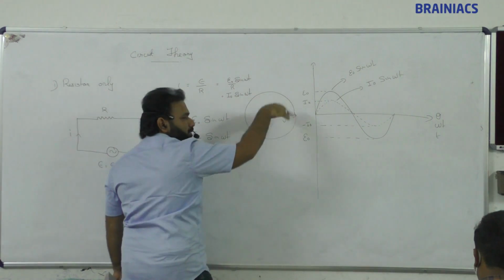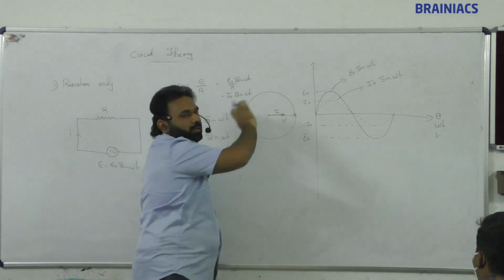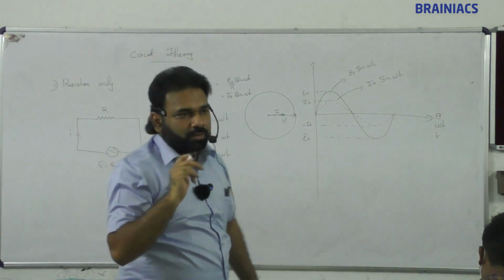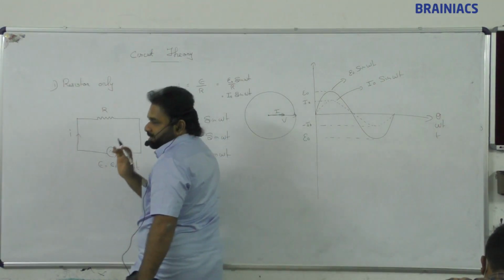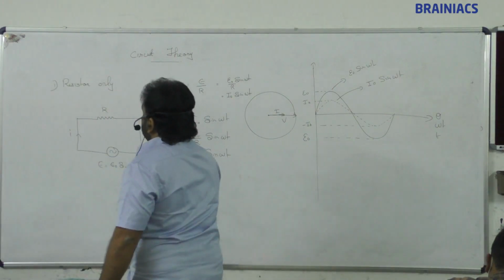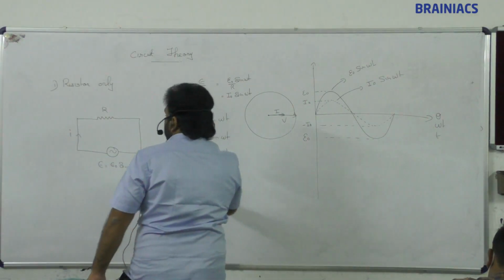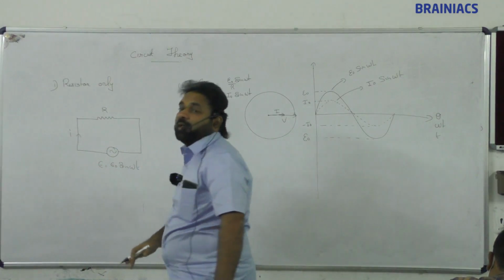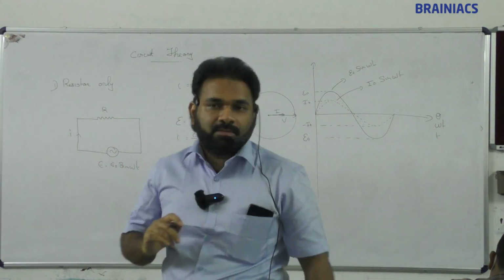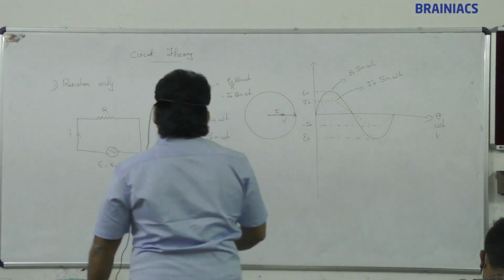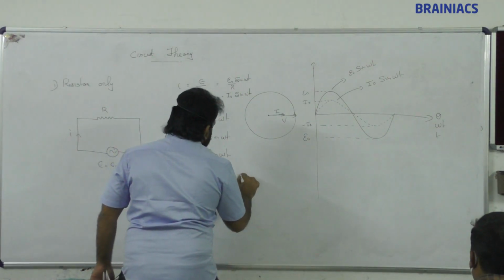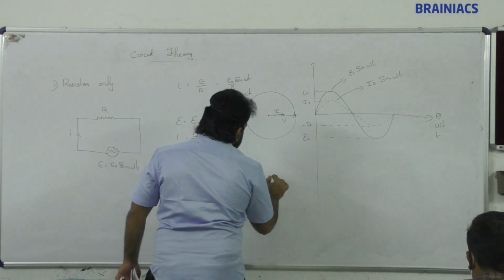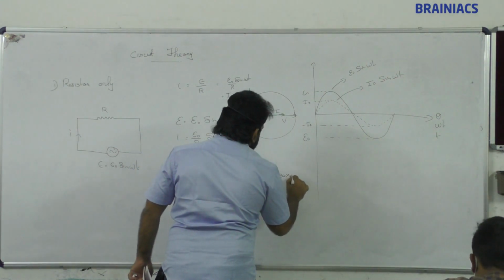Based on the angle it will rotate. We can say that when we put a resistor, the current across the resistor and the voltage across the resistor both are in the same phase. They are in the same phase.